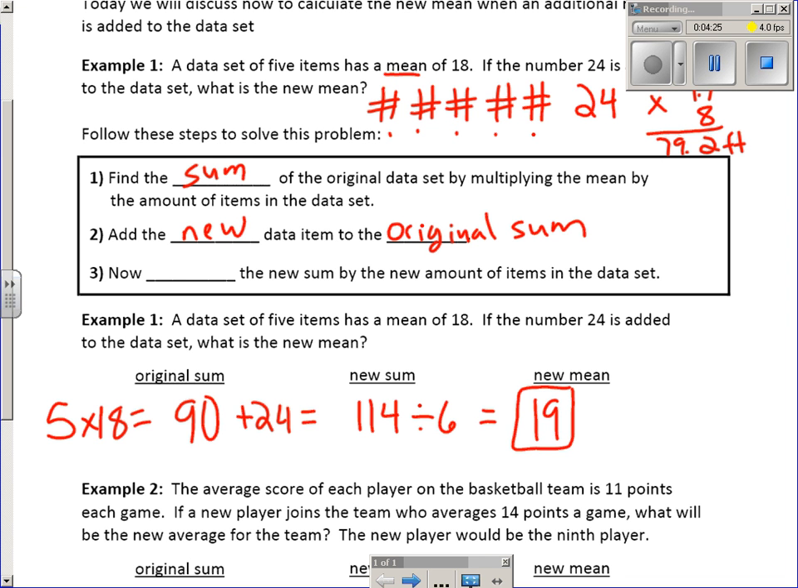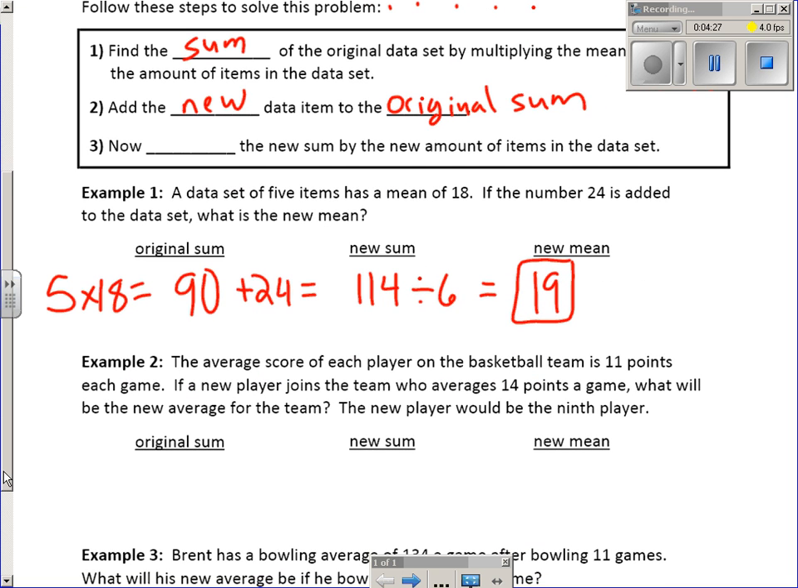We'll do one more example together, and then you'll do the last one. The average score of a player on a basketball team is 11 points for every game. A new player joined the team, and that player averaged 14 points a game. What will be the new average for the team as a whole after the player joined? The new player would be the 9th player, which means before there were 8. So a basketball team with 8 players had that 11-point average.